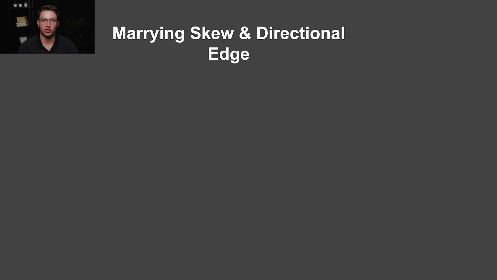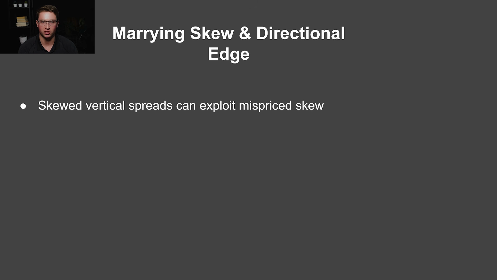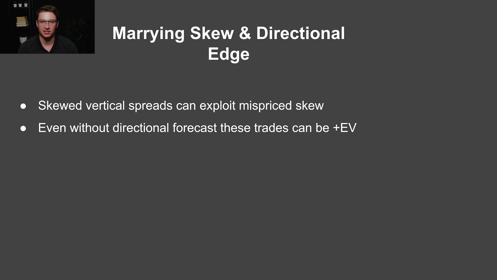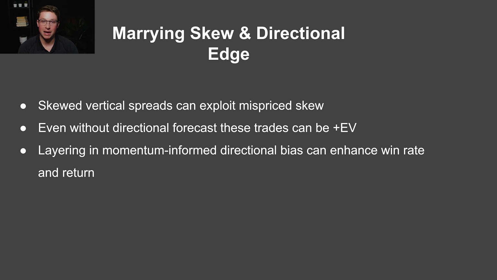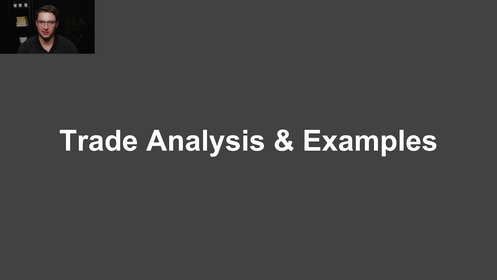To recap, skewed vertical spreads exploit pricing inefficiencies in the implied volatility surface. Even without directional forecasts, these trades can offer a statistical edge due to mispricing. However, layering in momentum-informed directional bias can enhance win rate and payoff consistency. To make this strategy concrete, let's walk through real vertical spread trades I've shared or that members have shared the past month with the OQuant's community. These examples show how to use skew and momentum to construct high-edge setups.